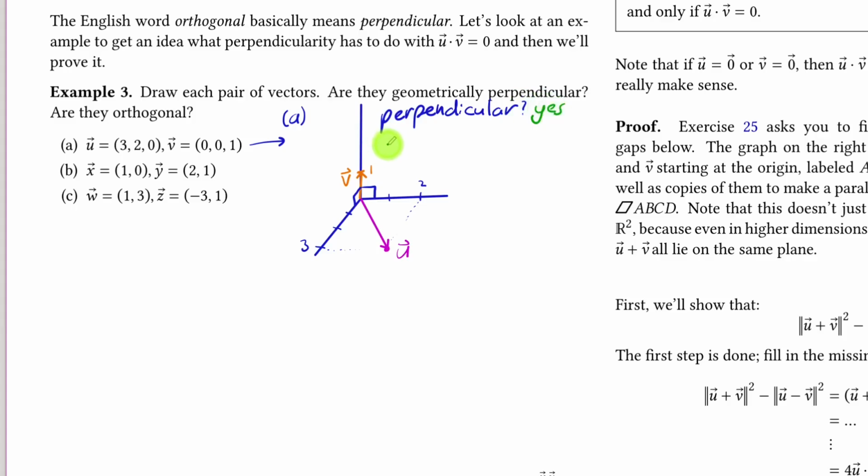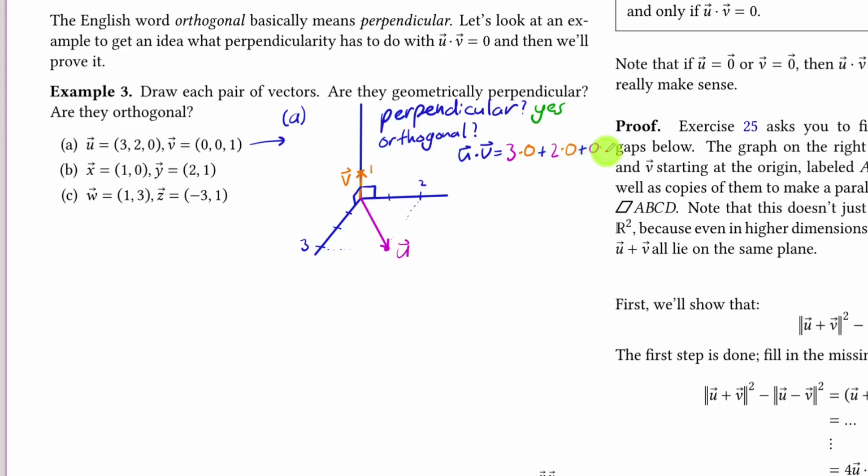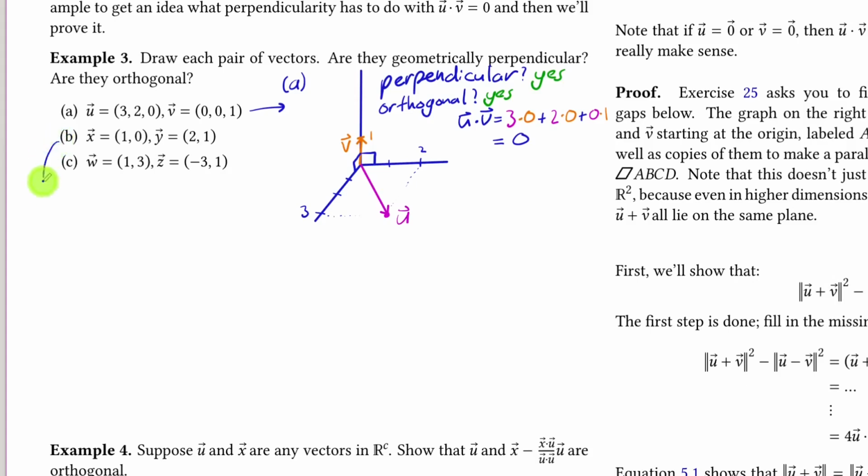Are they orthogonal? Well, if we do u dot v, that becomes 3 times 0 plus 2 times 0 plus 0 times 1, which is 0. So yes, they're orthogonal too. Okay, so you can see when you have vectors where all the non-zero things line up with zeros, then the dot product is definitely going to be 0, and it makes sense that they would be perpendicular as well. Let's look at B.